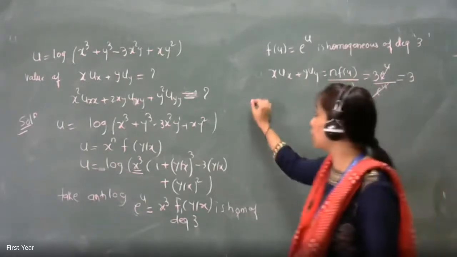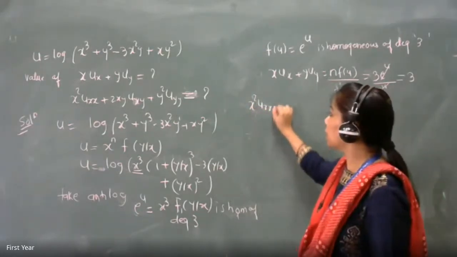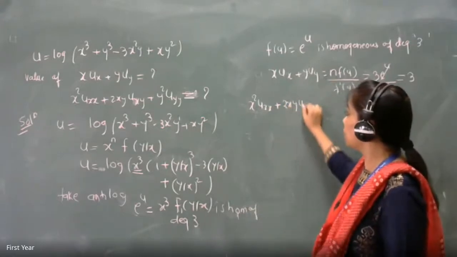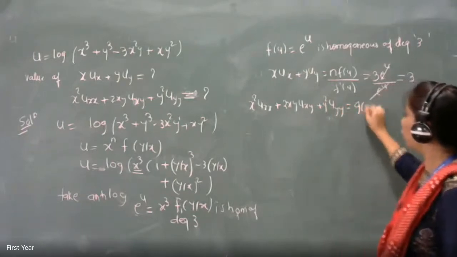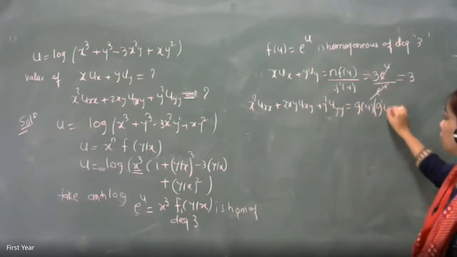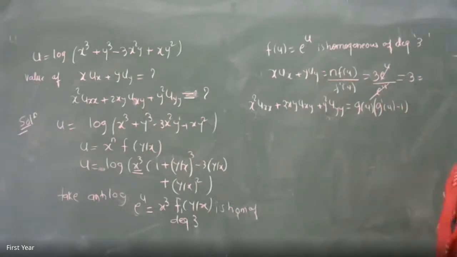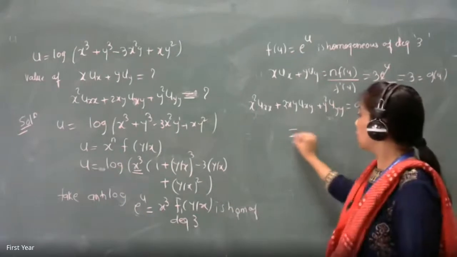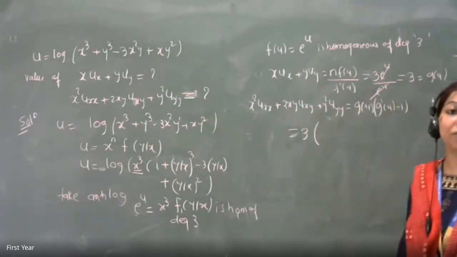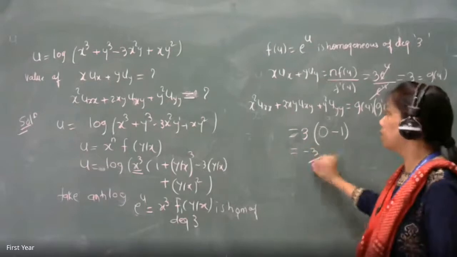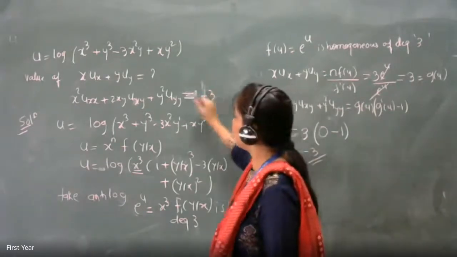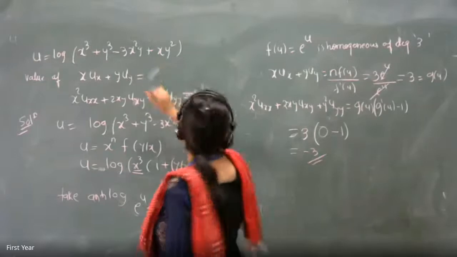Now you have to find the second order derivative. So x square uxx plus 2xy uxy plus y square uyy is nothing but g of u into g dash of u minus 1. But what is g of u? This 3 is g of u. And therefore g of u is 3. What's the derivative of 3 with respect to any variable? 0. Minus 1. That's why our answer is minus 3. So this answer is minus 3 and this answer is 3.